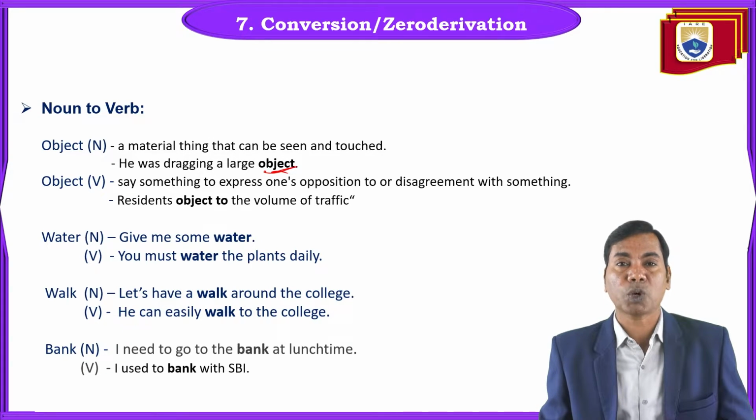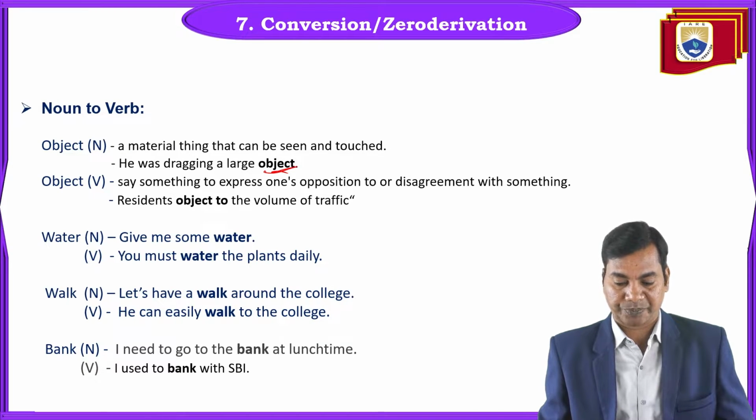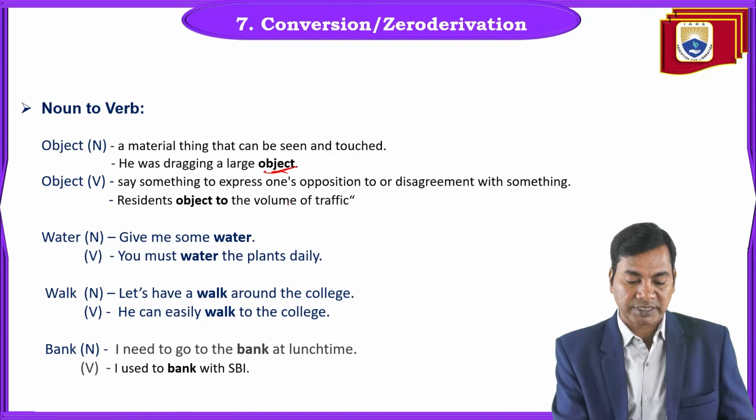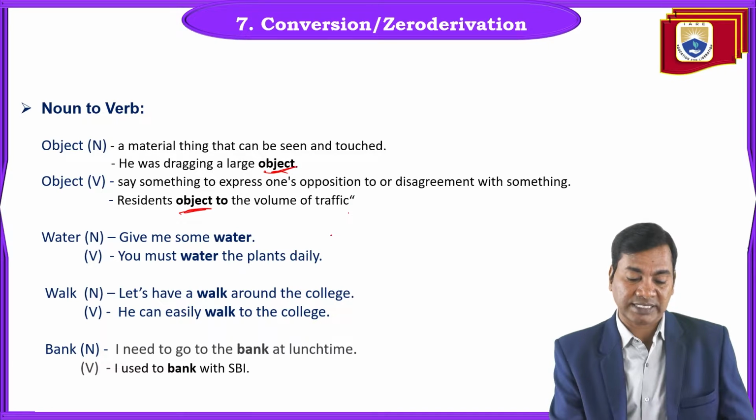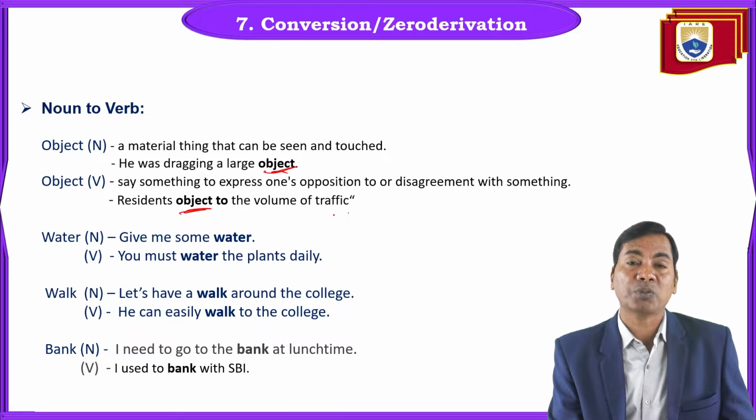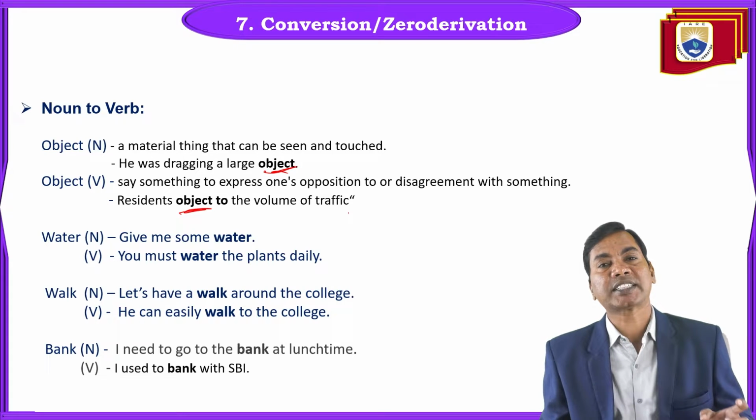Here, if you use object as a verb, it means disagreeing or opposing. Look at the examples here. I used here: residents object to the volume of traffic, or residents object to the volume of the loudspeaker. So object can be used as a noun or as a verb.